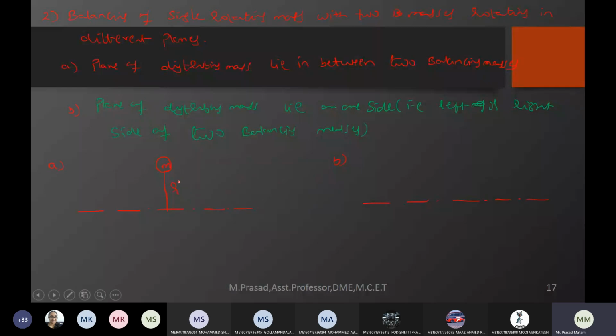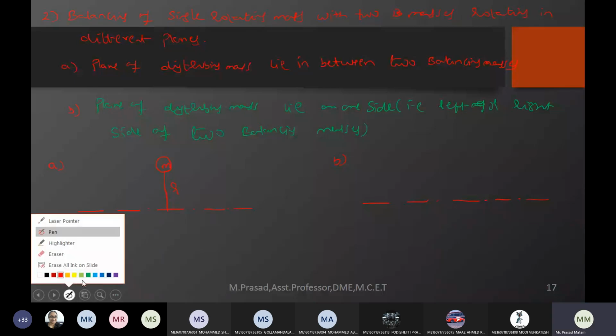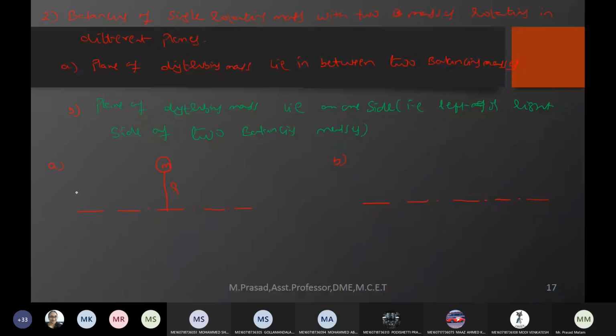So where are the two balancing masses? Exactly in two different planes. Let me show my balancing masses with green color. On the left side I am keeping the first balancing mass, and on the right side I am keeping my second balancing mass. This is my balancing mass m1, located at radius r1. Similarly this is my balancing mass m2 at radius r2. That is case one: the plane of disturbing mass lies in between the two masses.